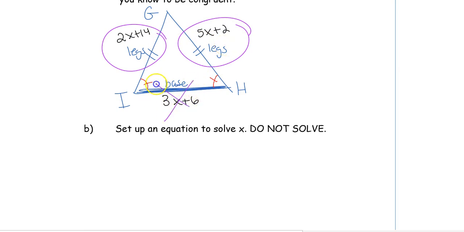Again, in this case, the base is not going to be part of our equation because the base is not part of our two equal legs. If the two pieces are equal, we set the two leg measures equal to each other, and then we would solve. We don't have to solve now, but we would solve if we were going to go ahead.